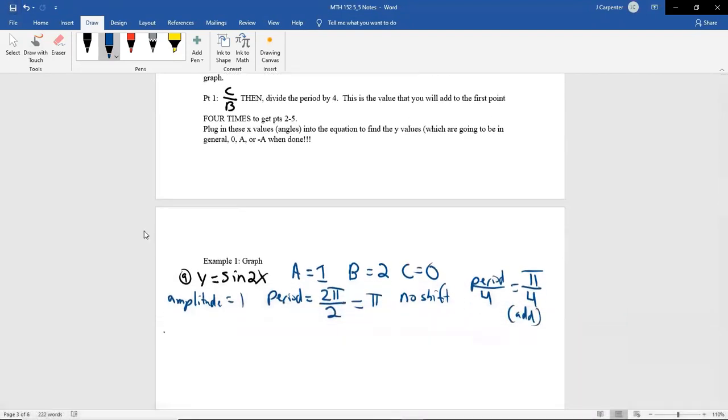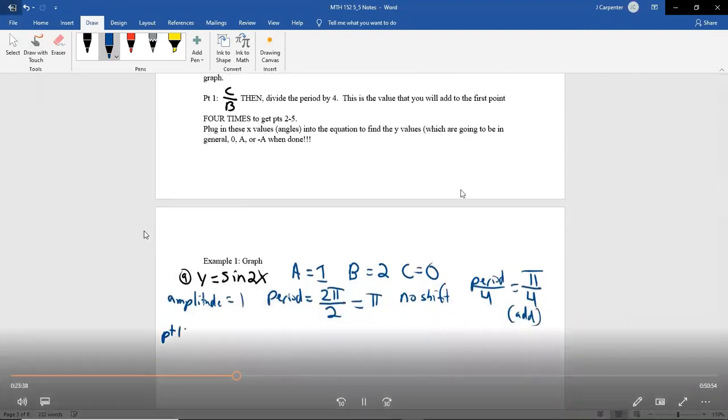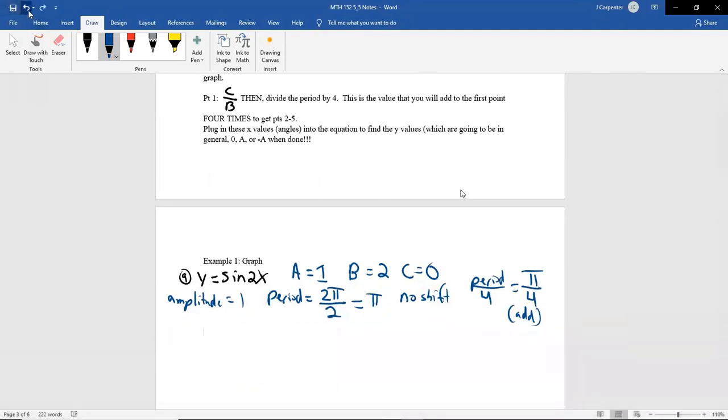So 0.1, and let me say x1 instead of 0.1 because I'm only giving you the x values. x1 is again 0 radians, because there's no shift. For x2, we take the first one and add whatever the period divided by 4 was. It's not just the period that you need, you need to slice it 4 ways, because that gives us the 2nd, 3rd, 4th, and 5th points.